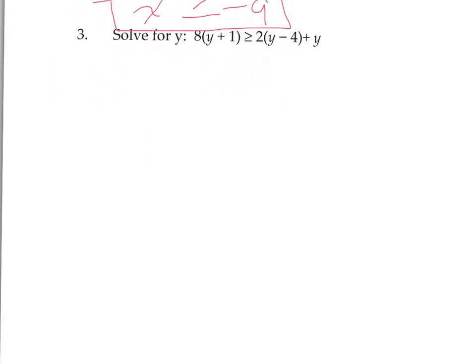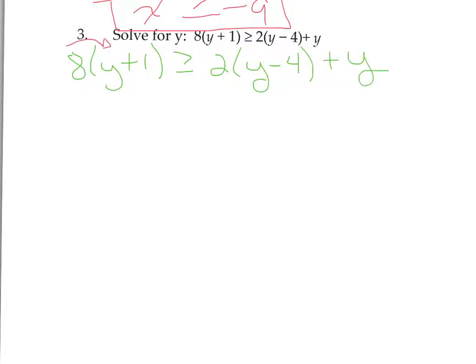All right, on this one, this is pretty complex because we're going to have to do some distributive property and combining like terms just to get this equation in a good form. So I'm going to rewrite 8 times y plus 1 greater than or equal to 2 times y minus 4 plus y. So the first thing we're going to do is distribute to get rid of these parentheses. So that's 8 times y plus 8 times 1 greater than or equal to 2 times y minus 2 times 4 plus this other y down here.